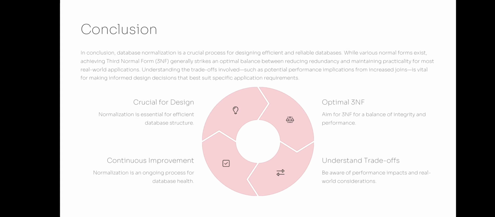Besides these, there are two more forms, 4NF and 5NF, which are used to address multi-valued and join dependency, but they are less practical in real-world applications. The benefits of normalization are minimized redundancy, improved integrity, easy maintenance, faster queries, and the optimal form of normalization is 3NF.